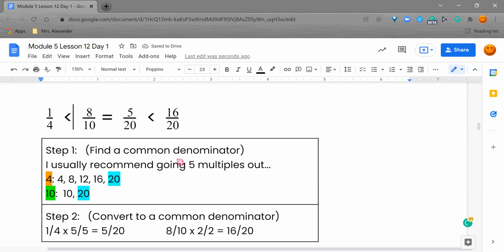Remember, while you do this, take your time. Remember that this step right here, step number 1, is going 5 multiples out. That's just skip counting. 4, so I do 1, 2, 3, 4, 5, 6, 7, 8, 9, 10, 11, 12, 13, 14, 15, 16, 17, 18, 19, 20. See, I'm just skip counting, you guys.